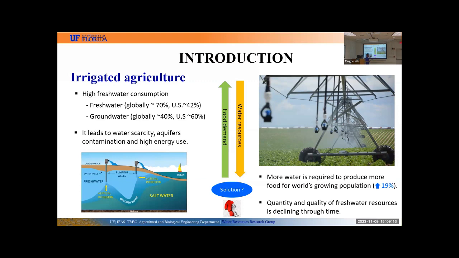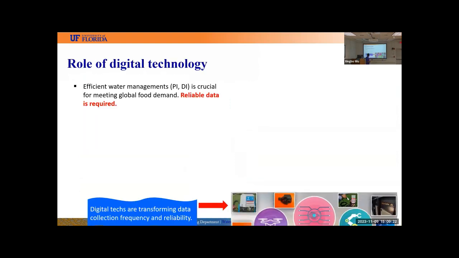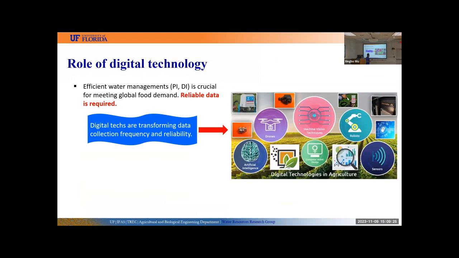In order to do that, we have to reduce the amount of water we use in agriculture. One of the methods we can use is efficient water management, which can help us reduce the amount of water we use in agriculture. For instance, some efficient water management practices are precision irrigation, where we can apply the right amount of water at the right place at the right time. In addition, we can also practice deficit irrigation, where the amount of water we apply is less than 100% of the water requirements.